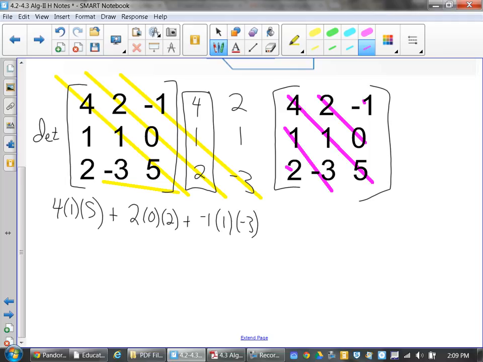Why in the last one are we subtracting the downward? Because I'm adding all 3 of the downward diagonals together, and I'm going to get some number. Okay, that's my first step. So I have 4 times 1 times 5, which is 20, plus 0, plus 6. So all of my downward diagonals equal 26.